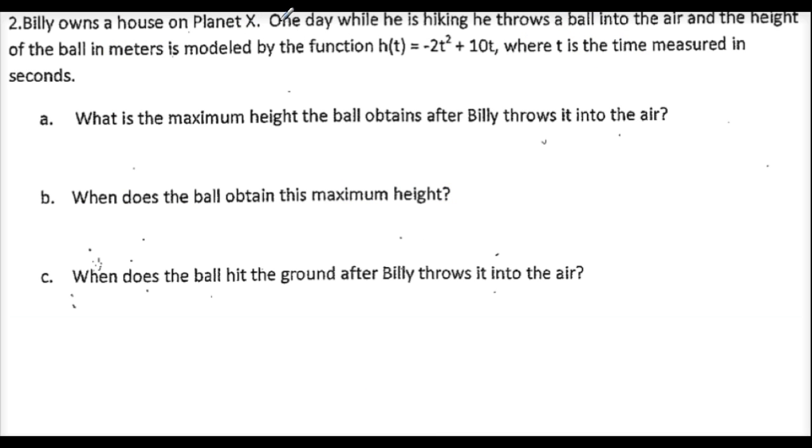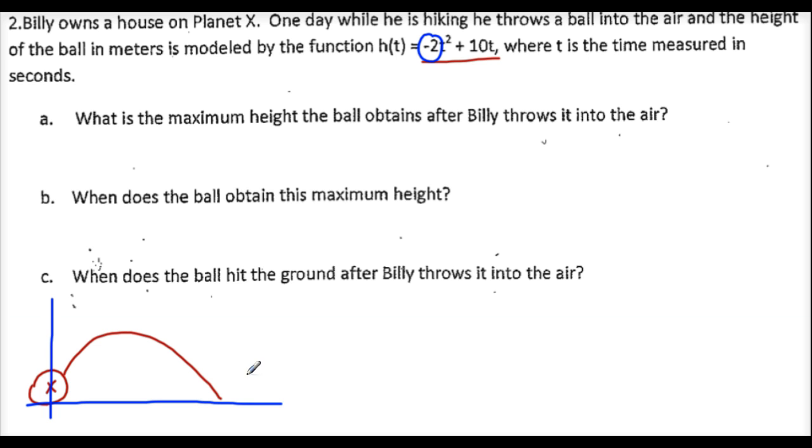Example number 2. Billy owns a house on planet X. One day while he is hiking, he throws a ball into the air, and the height of the ball in meters is modeled by the function h of t equals negative 2t squared plus 10t, where t is time measured in seconds. All right, so we have him on some planet X, throws the ball into the air, follows negative 2t squared plus 10t. This is a quadratic, which is why I have a parabola facing down, because my leading coefficient is negative. All right, so here's my parabola.